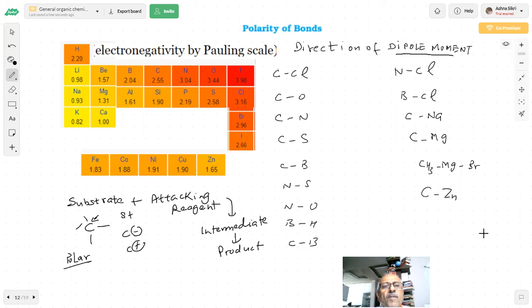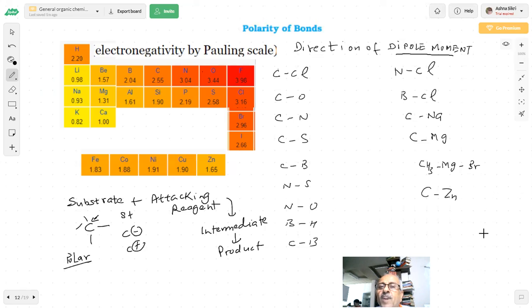So where is the carbon? Carbon is 2.55, fluorine is 3.98. Nitrogen is more electronegative than carbon, oxygen is more electronegative than carbon, sodium 0.93, hydrogen 2.2, boron 2.04. So between boron and hydrogen, boron will give electron to the hydrogen. It will become H minus and boron will become positive. On the basis of electronegativity, we can see what type of charges will be there.